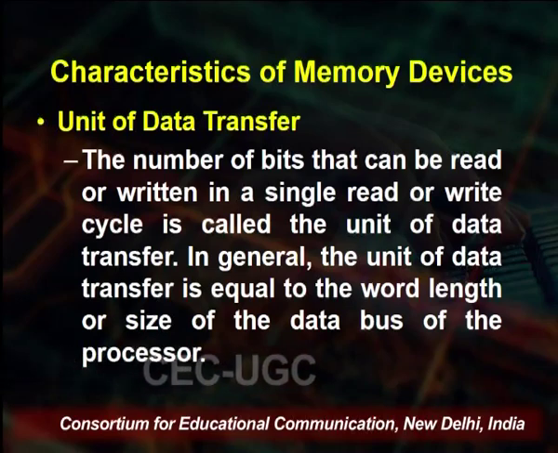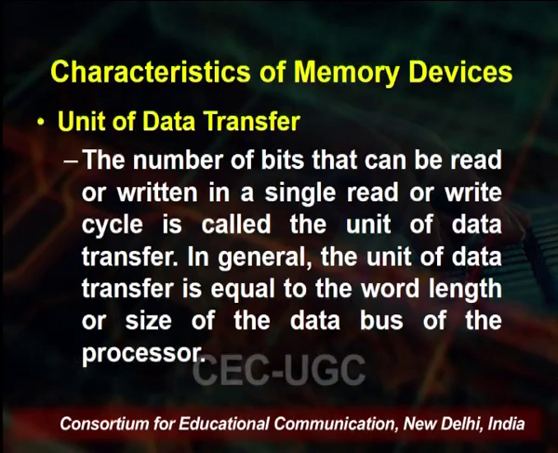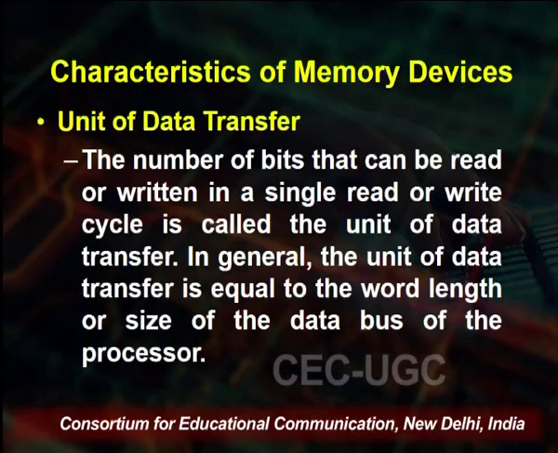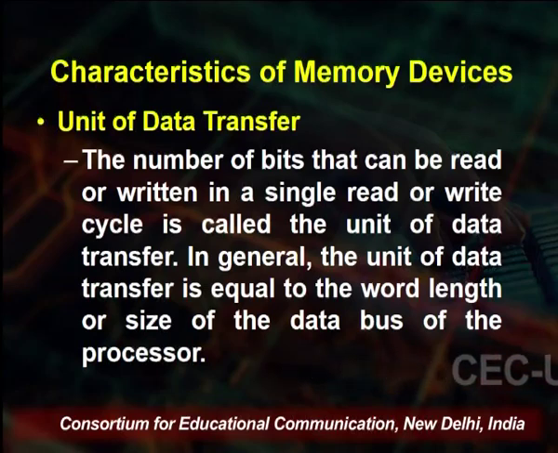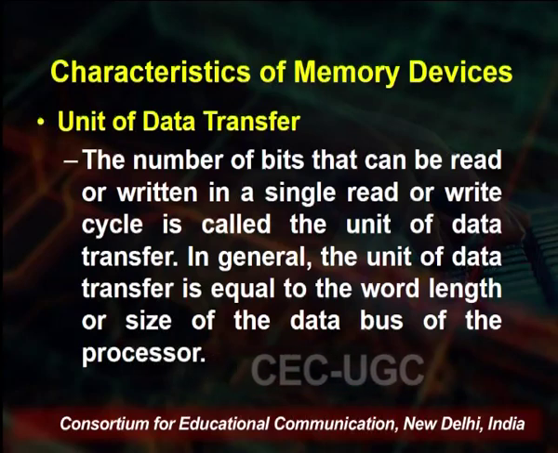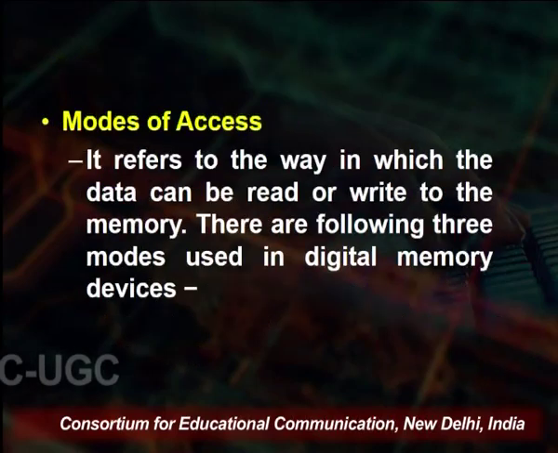Next is the unit of data transfer. This is the number of bits that can be read or written in a single read or write cycle. That is called the unit of data transfer. In general, the unit of data transfer is equal to the word length or the size of the data bus of the processor. How much data we are going to transfer in the form of read and write, that is in the form of the data bus of the processor.